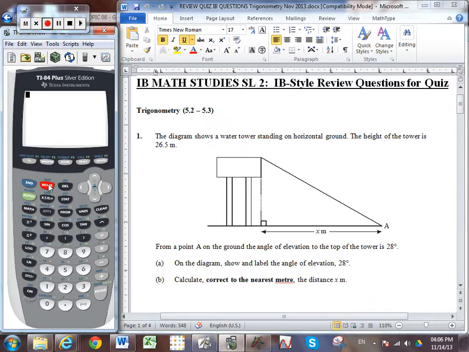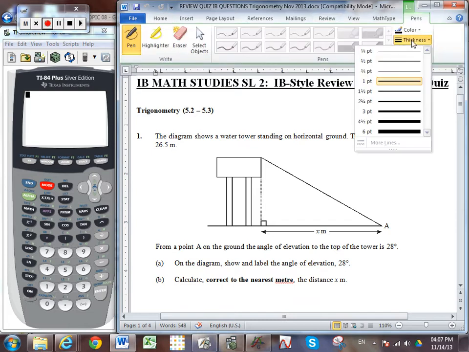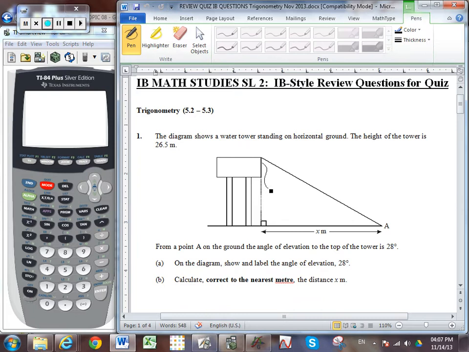Alright, number one. Got a water tower. Height of the tower is 26.5 meters, and we're told that from point A, the angle of elevation, which we know is measured from a horizontal, is 28 degrees. So 28 degrees right there. So we've already done part A, haven't we? We've shown and labeled the angle of elevation 28 degrees.